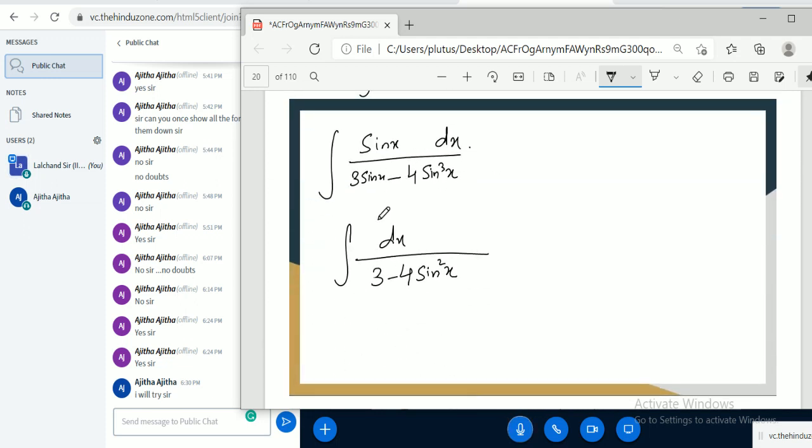So what do we need to do now? Divide numerator and denominator by cos square x. If we divide numerator and denominator by cos square x, then in the numerator we have 1 by cos square x, that is sec square x, and here 3 sec square x minus 4 tan square x.